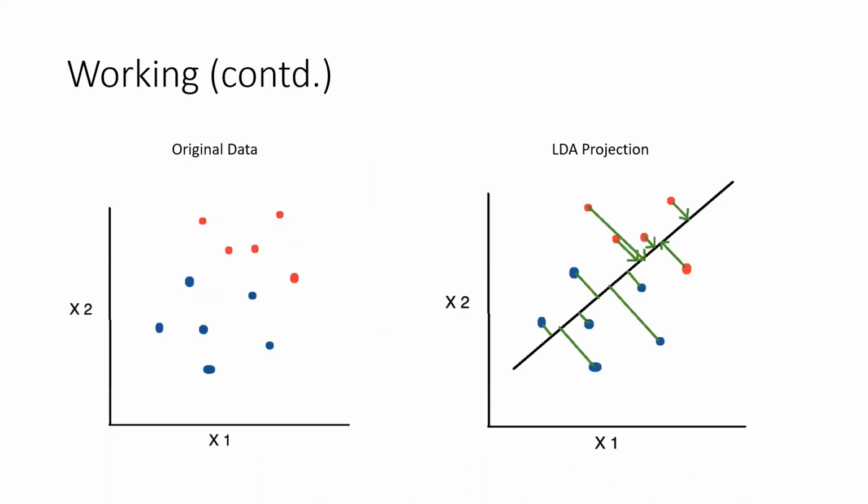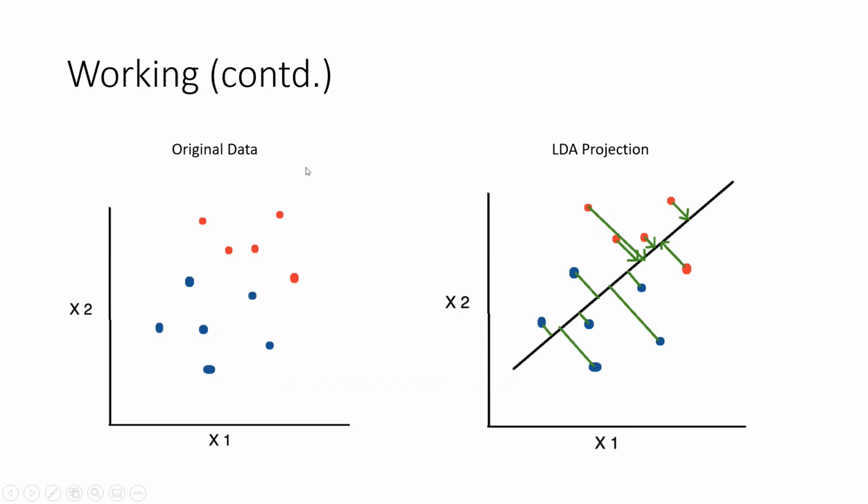Here is a pictorial representation of the technique. Let's say you have two classes, x1 and x2, and you plot these on a scatter plot. The red colored circles are one class of the data, and the blue colored circles are the second class of data. What linear discriminant analysis does is it will draw a line across all these data points in such a way that the maximum class separation is achieved. That is what you see here. It will draw a line, and then project the different classes onto this line.